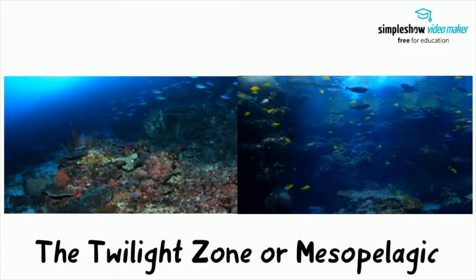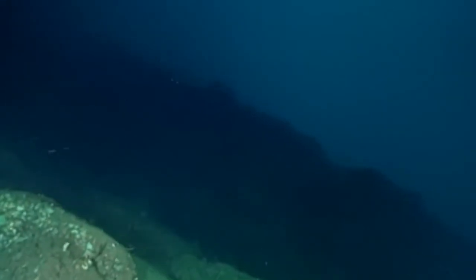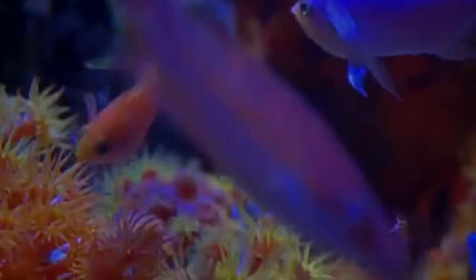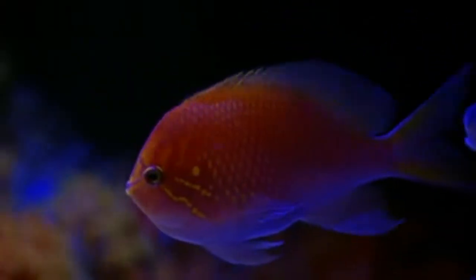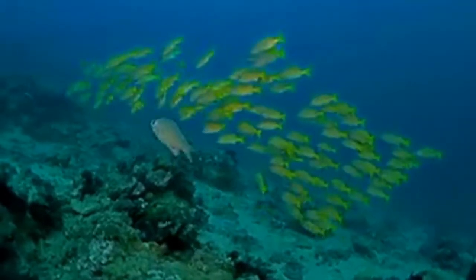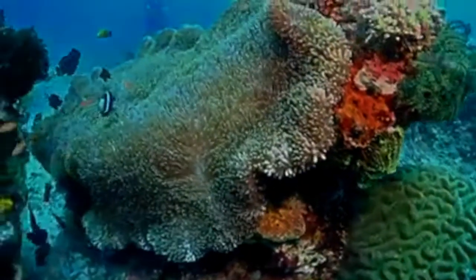The twilight zone or mesopelagic. Below the sunlight zone is the twilight zone. Because there is so much water above, this zone has a lot of pressure. No plants grow in the twilight zone because there is little or no sunlight. However, many animals live in this zone because they have developed a special adaptation to make their own light, called bioluminescence. This light helps the animals stay safe from predators, hunt for food, and find mates.